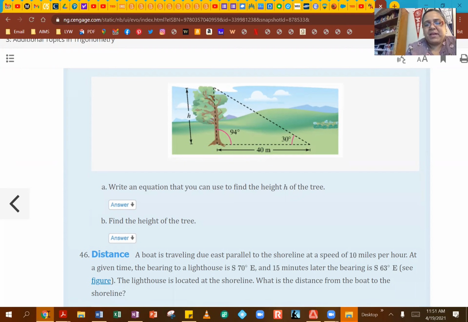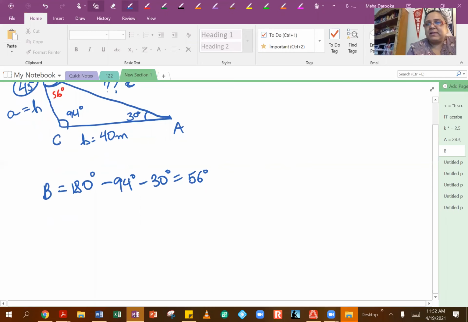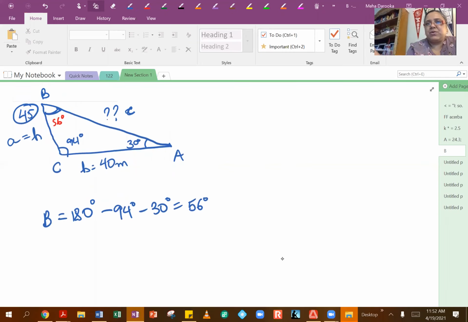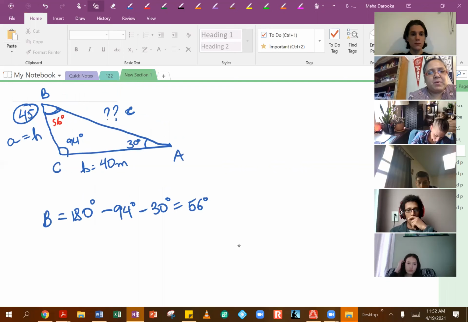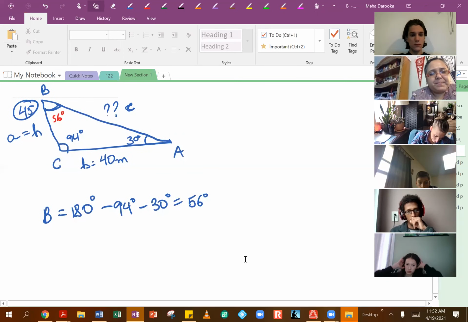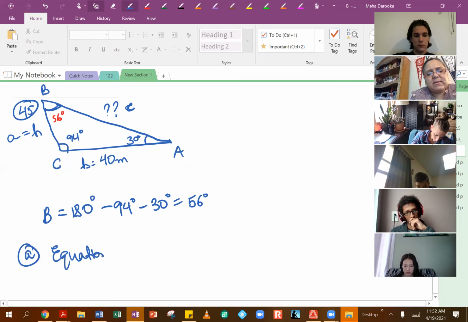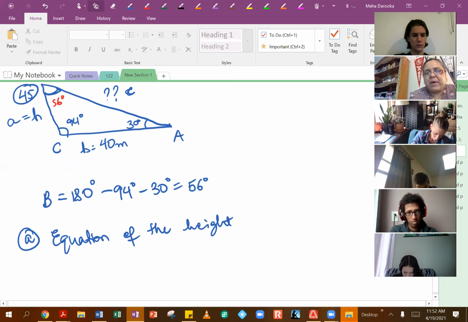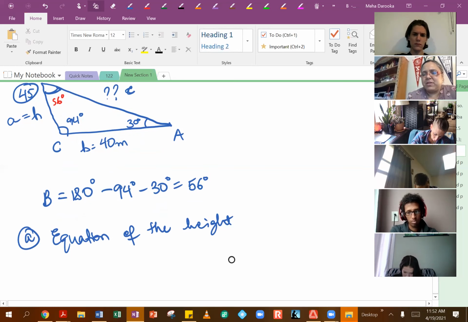So they want us to start with the equation and then actually find the height. But we are also going to find the other missing side, just so you're comfortable with the calculations. But how do you think we can come up with the equation to find the height? What law of sine would you use to help you out with the given information that you have? A over sine of A equals B over sine of B.